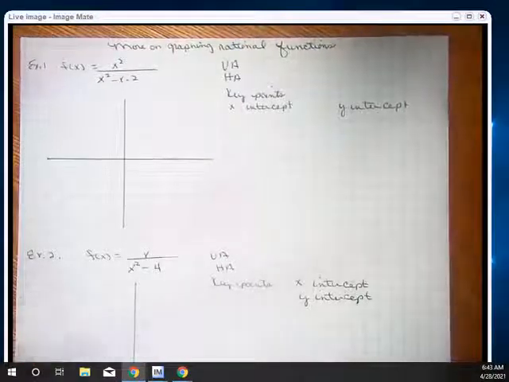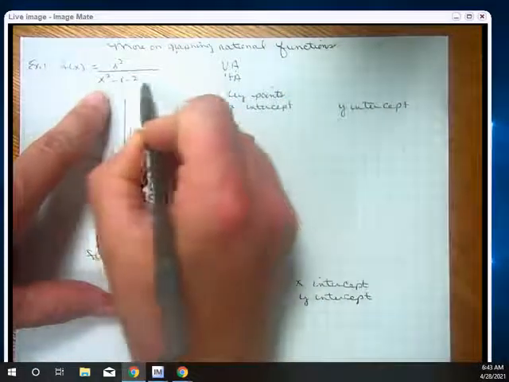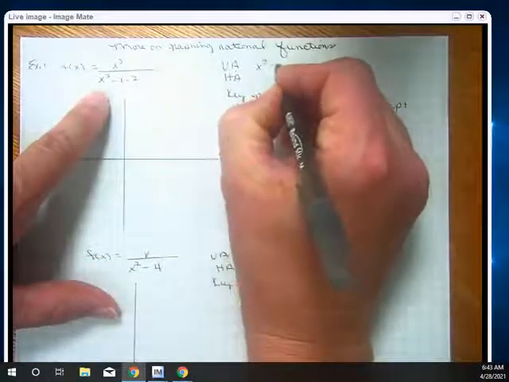Welcome. This is more on graphing rational functions. Remember, when you start to graph rational functions, you need to find vertical asymptotes, horizontal asymptotes, your x and y intercept, and any other key points that you need. So remember, vertical asymptotes, you set the denominator equal to 0 and solve.